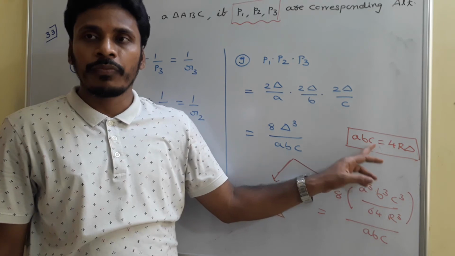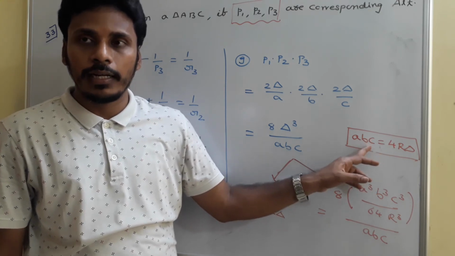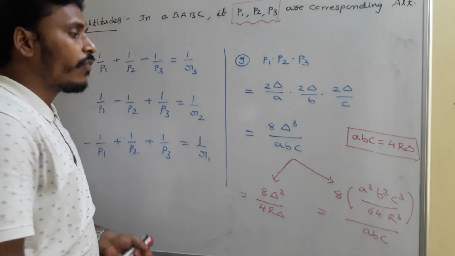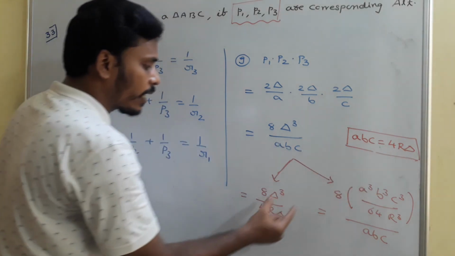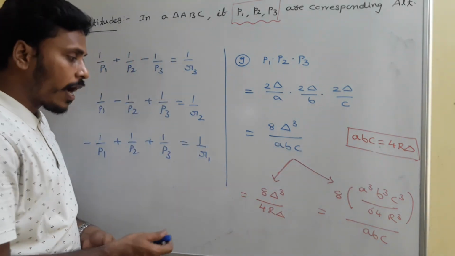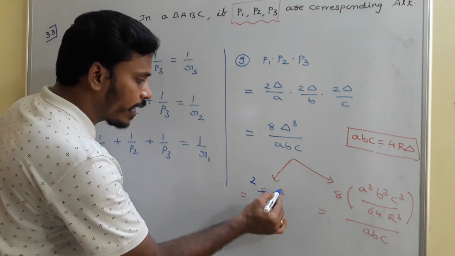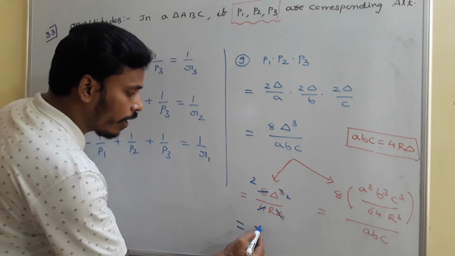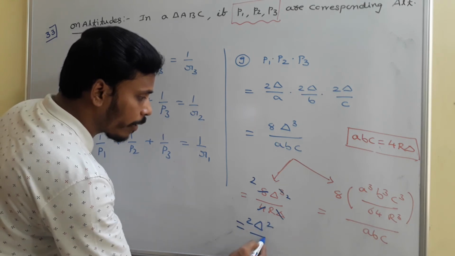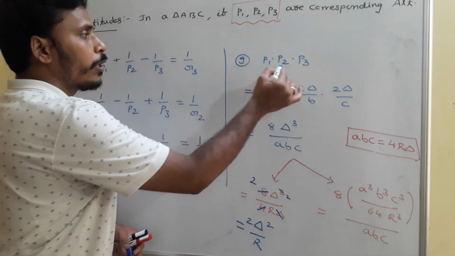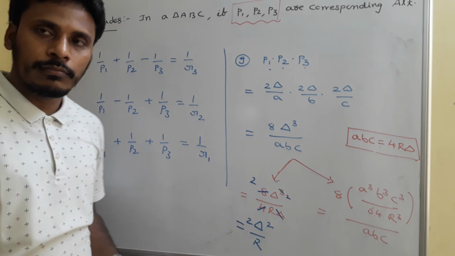Very useful one, okay? ABC is equal to 4R delta. So in one part, if I replace this ABC with 4R delta, the denominator is 4R delta, and here if you cancel out, 4 2's is 8, and one delta will cancel from the cube, and you are left with 2 delta square by R. So P1, P2, P3 is 2 delta square by R on one hand.